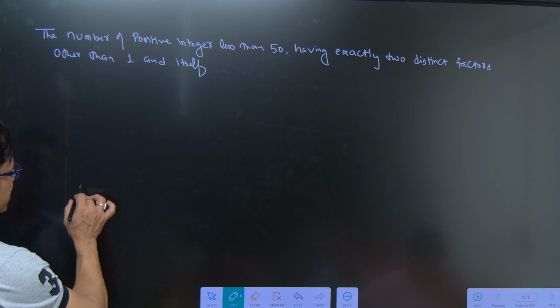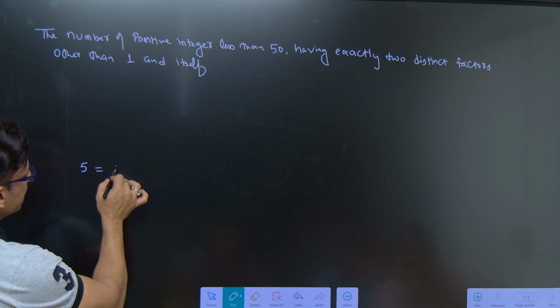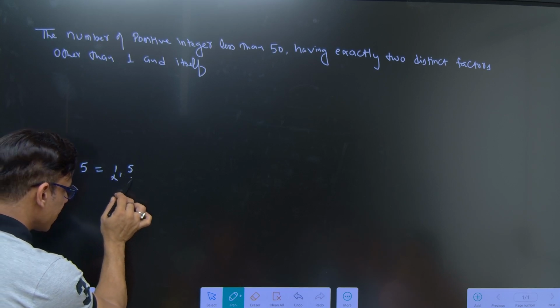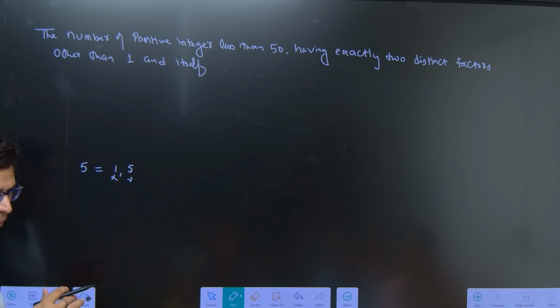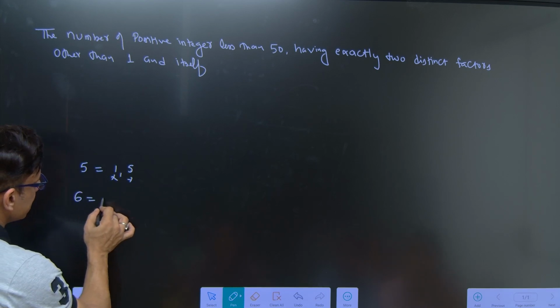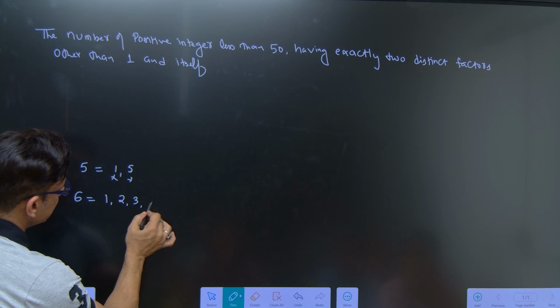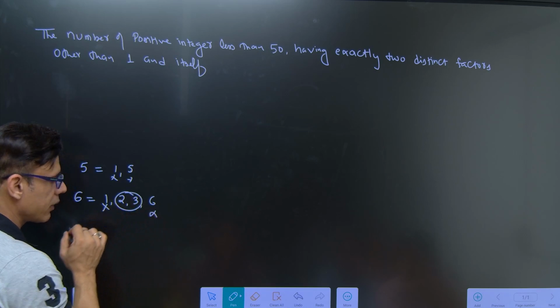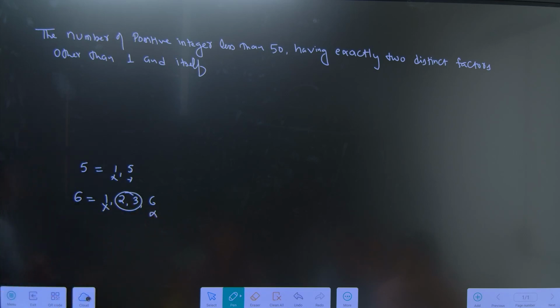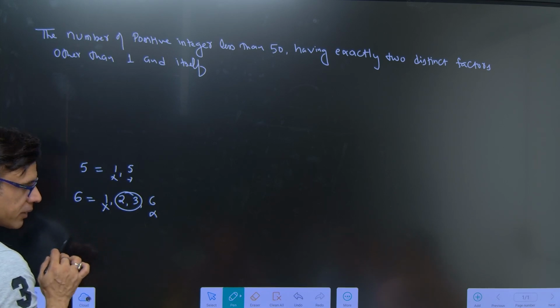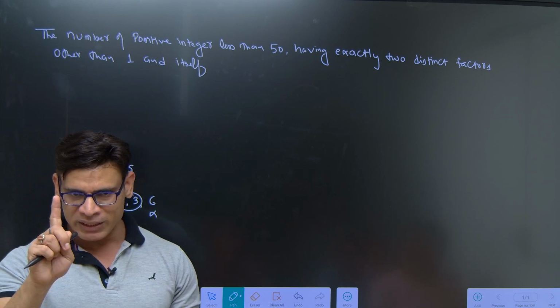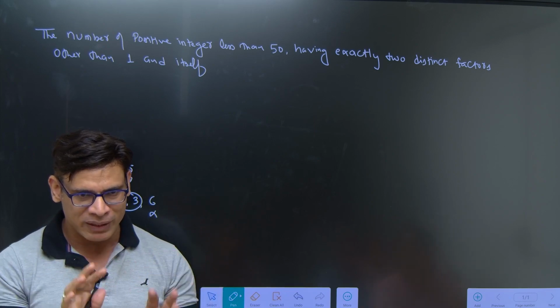So, I cannot take a prime. Why? If I take a prime, it has only 1 and itself. I don't need this, because other than 1 and the number itself, I have to take other numbers. Now, let's take 6. 6 has factors 1, 2, 3 and 6. I can take this, right? Remove 1 and 6, and I have to take 2 and 3. Clear? That means I have to take a number which has only 4 factors. In 4 factors, one is 1, second is the number itself, and the other 2 I have to take.